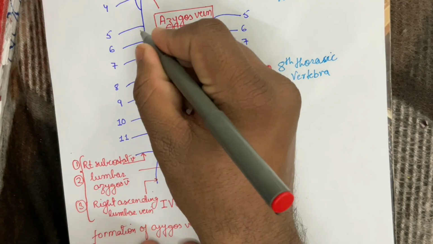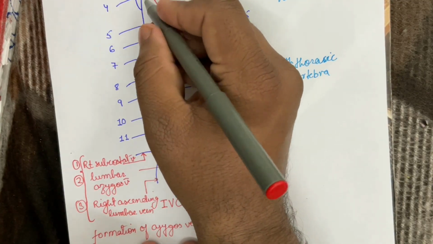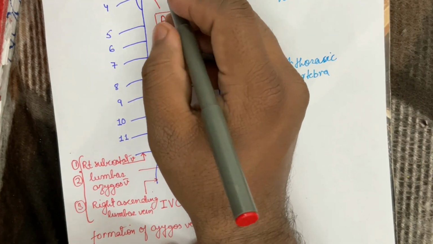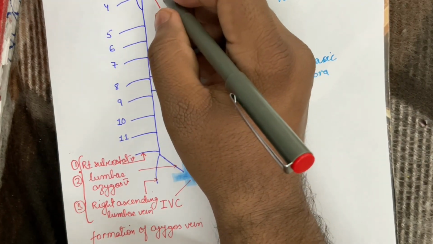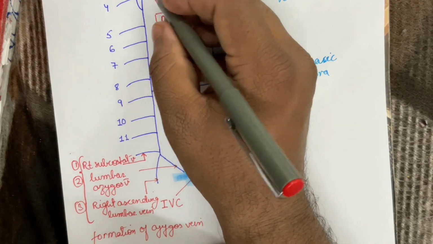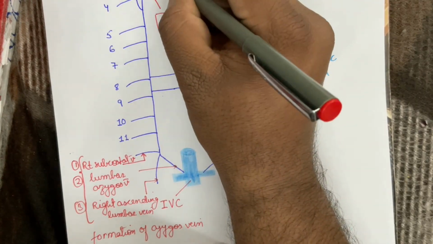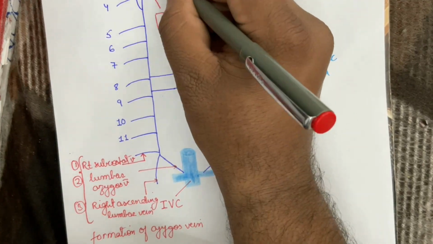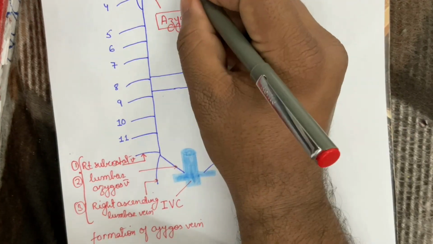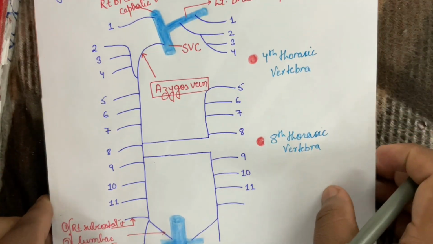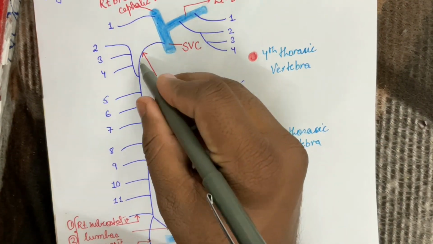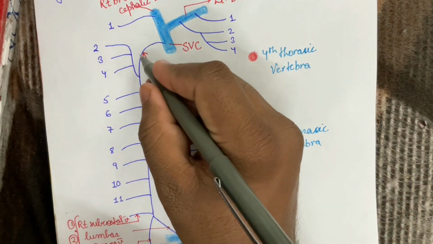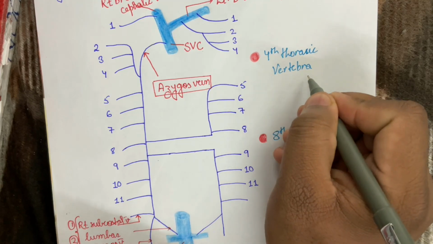The azygos vein then ascends up to the 4th thoracic vertebra, where it arches. The arch is present at the level of the 4th thoracic vertebra, arching forward over the right lung root and ending by joining the posterior aspect of the superior vena cava. Before piercing the pericardium, it opens into the posterior part of the superior vena cava. The azygos vein arches at the level of the 4th thoracic vertebra.